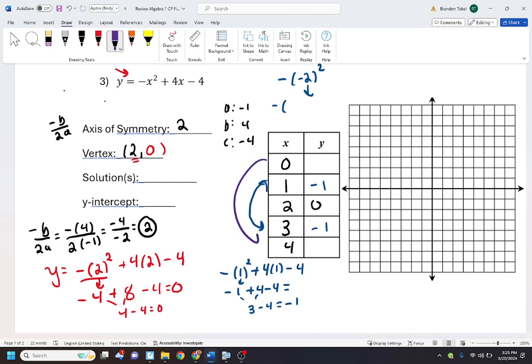Now we do the same thing with 0 and 4. I can plug in 0 or 4. 0 is probably easier. 0 squared plus 4 times 0 minus 4 is -4. I don't know how to put this into my calculator.